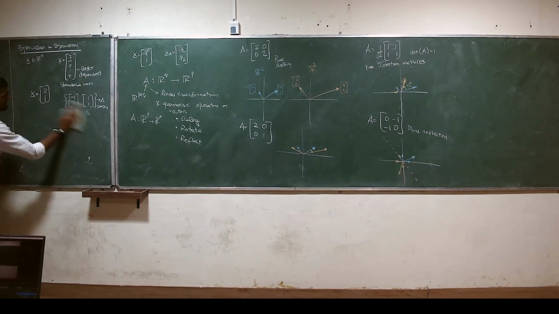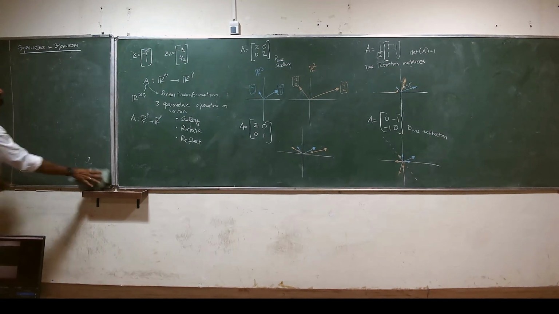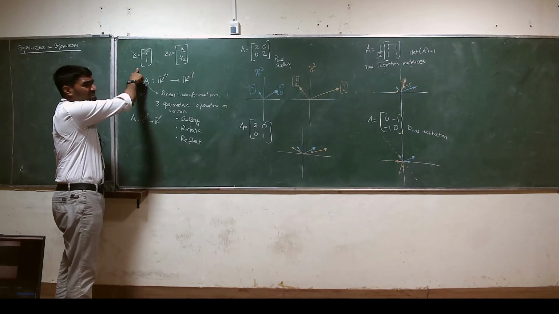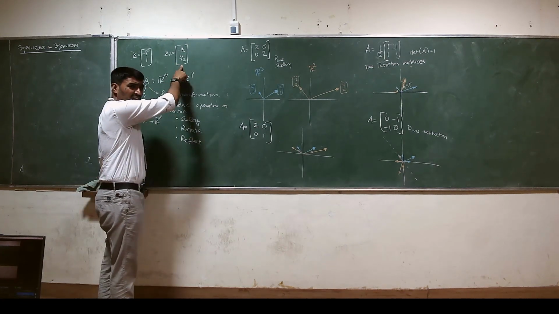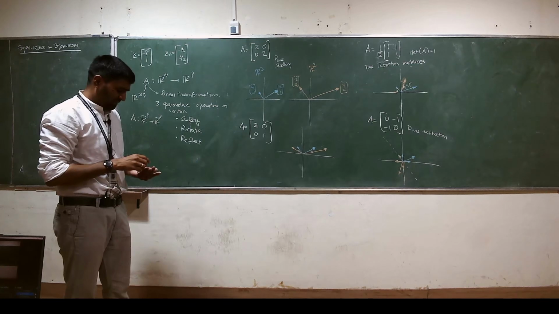Okay, now let's ask this question. We had 2, 1. 2, 1 in the A basis was -12, 3/2. Okay.